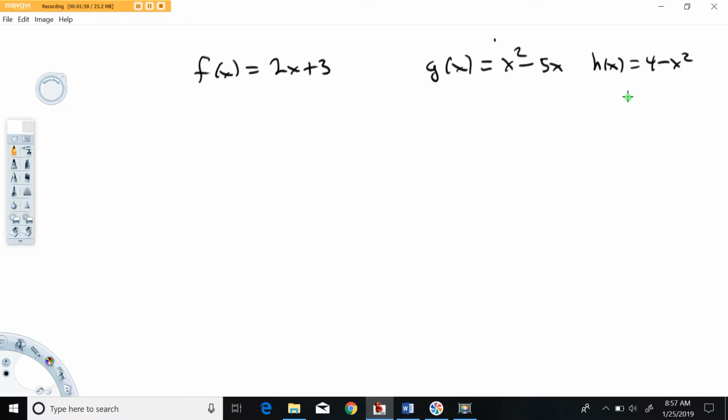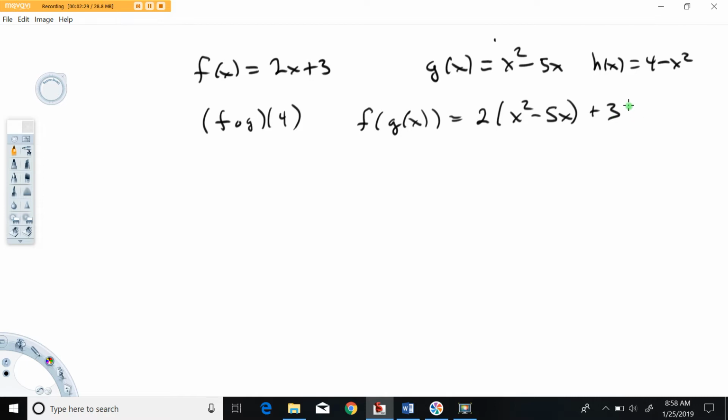Let's start with this. f of g of 4. So, first of all, let's talk about this guy, f of g of x. Let's calculate that off to the side here, and I prefer this notation, f of g of x. This means take g, put it into f. So that means this function is going to go into here. So that's going to equal 2 times x squared minus 5x plus 3.